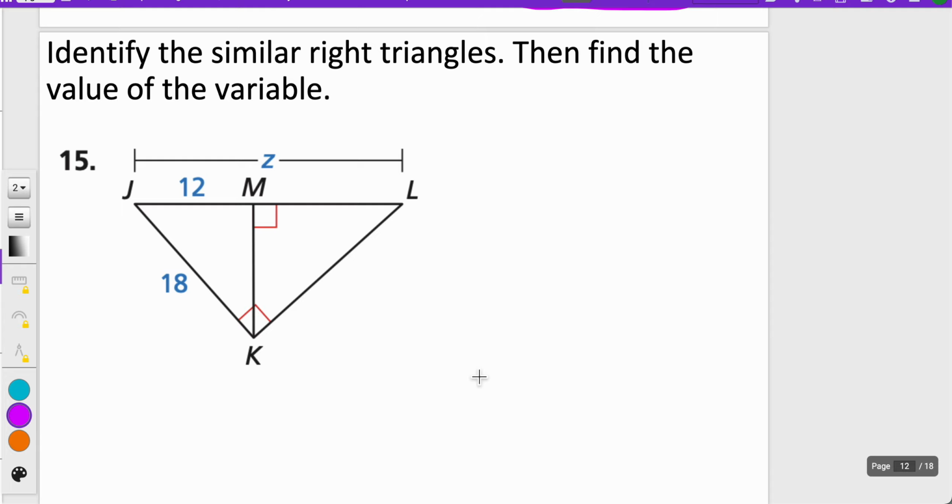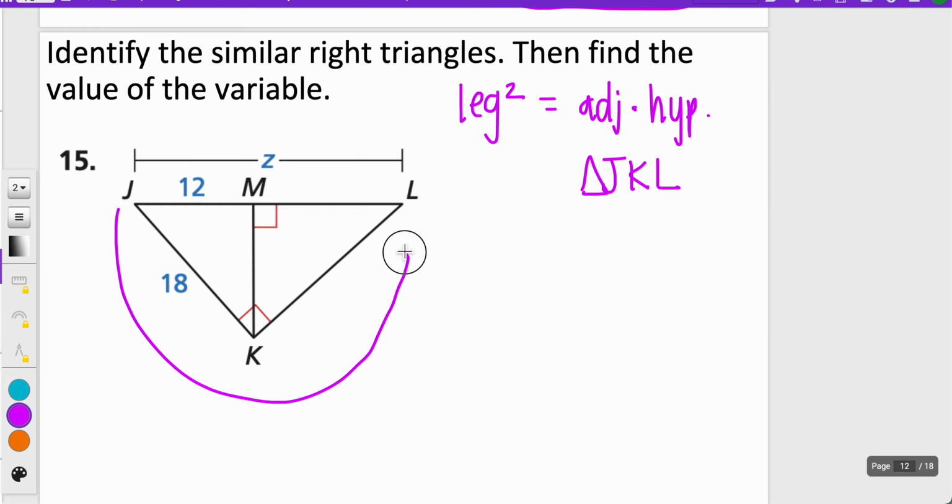And then 15, finalizing this one, identifying the similar right triangles. Now we're missing the hypotenuse length, so we'll still use the geometric mean for your legs. That's leg squared is equal to the adjacent leg times the length of the hypotenuse. Okay, so first let's label all of our similar triangles. So I have triangle JKL, and notice if I do JKL in a counterclockwise motion, then everything else will be clockwise. So KML, and then JMK.